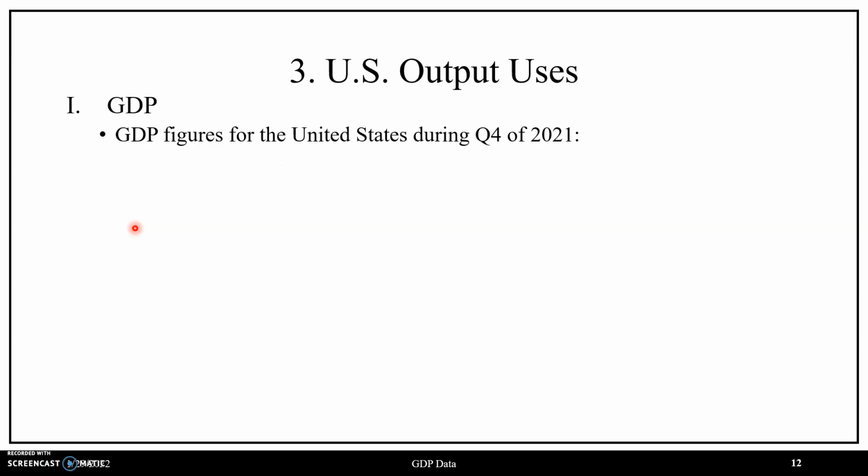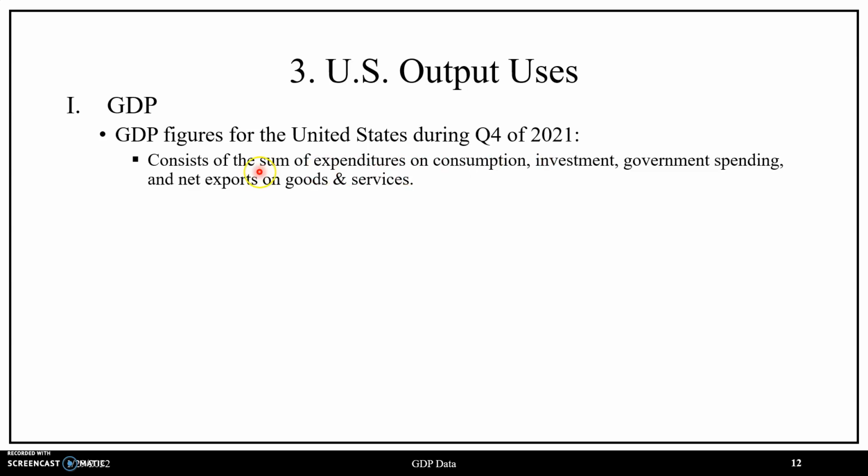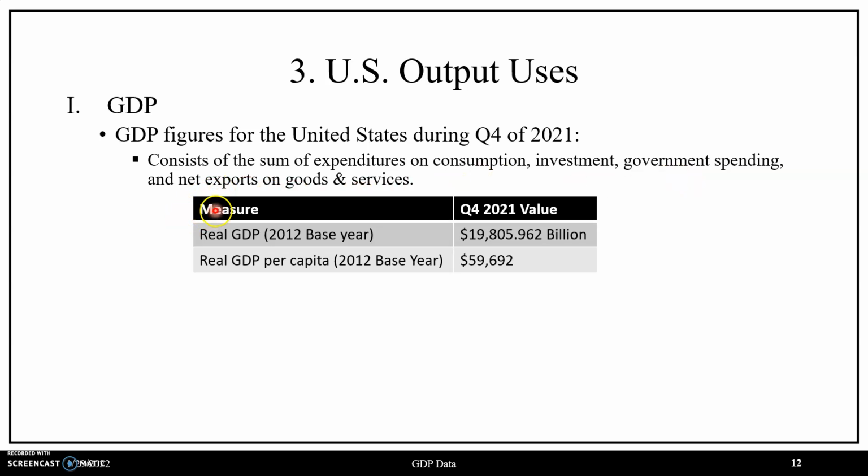So to begin, let us start with GDP. We have some GDP figures for the United States for Q4, that is quarter 4 of 2021. And this is going to consist of the sum of expenditures on consumption, investment, government spending, and net exports. Where here we have our measures in terms of real GDP and real GDP per capita, or once again, quarter 4 of 2021. And our base here is 2012.